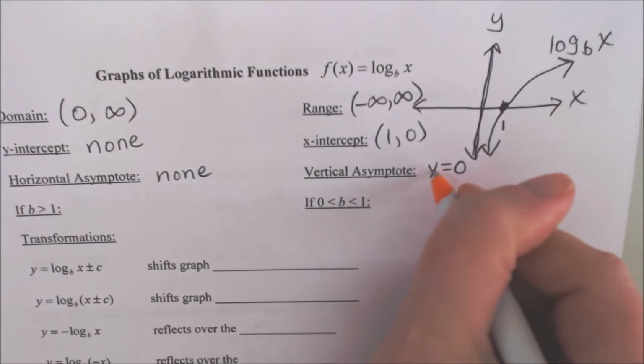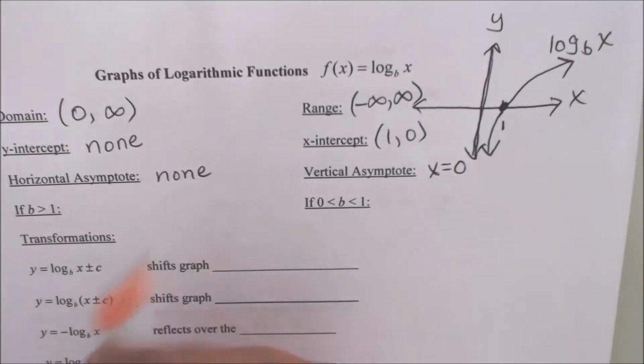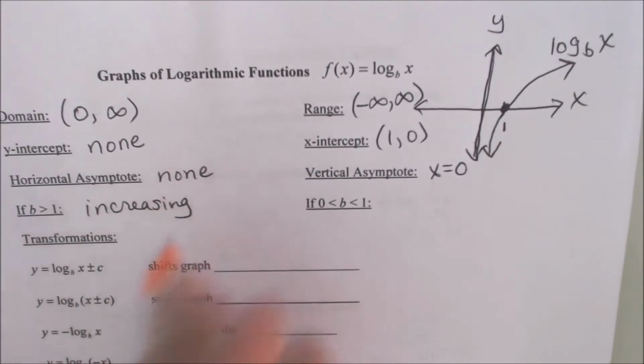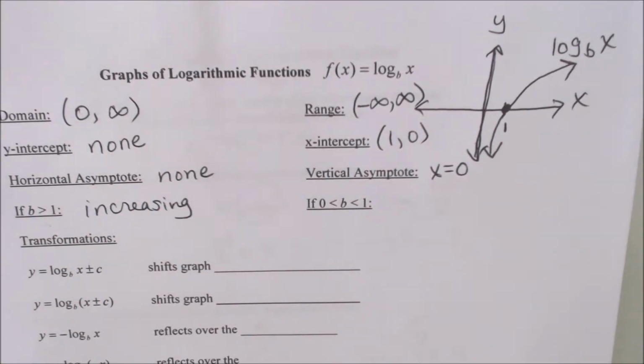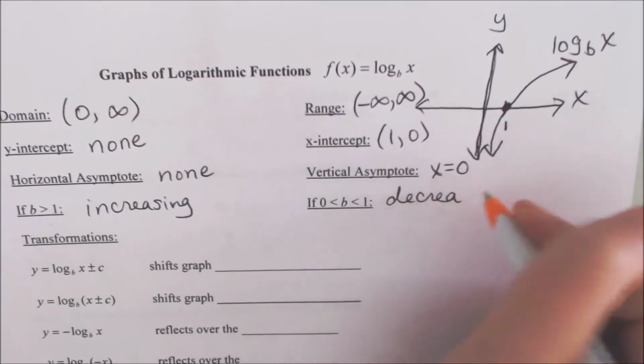Now, as long as b is greater than 1, so as long as the base for your log is greater than 1, you're going to have an increasing function. Again, I'm not so concerned about what b itself is, as long as it's greater than 1, you make it an increasing function. If it's between 0 and 1, you're going to make it a decreasing function.